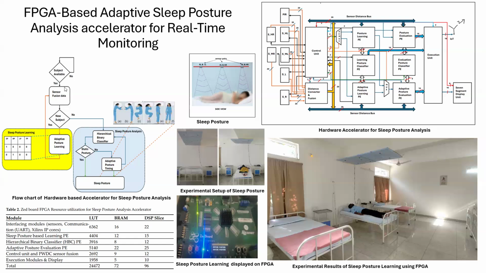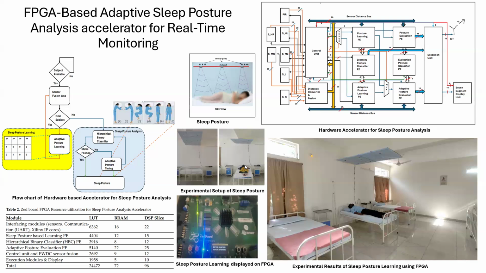Going through the flow chart, first we check whether the subject is available or not. The subject availability is tested in the experimental setup using a PIR sensor, to see whether the human is on the bed or not. Once the subject is available, the sensor data starts capturing. Once the sensor data is captured, it goes to fusion. Here we are showing the experimental setup.